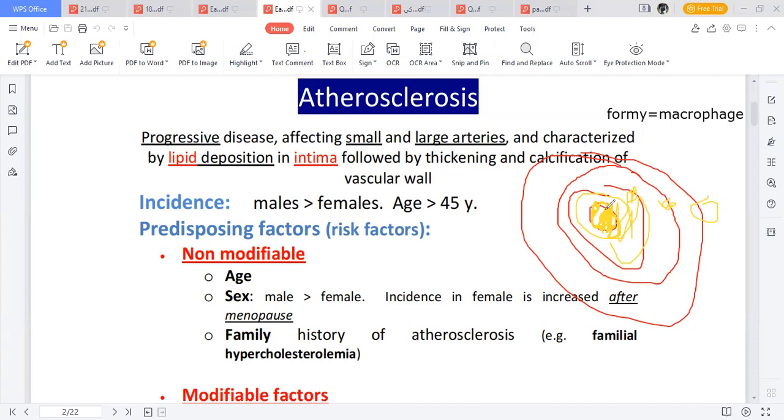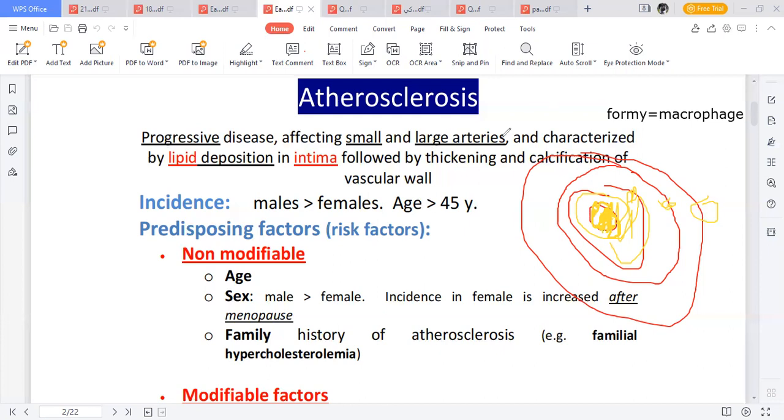And there are a lot of things that predispose people to having that atheromatous plaque. These are the risk factors that they are trying to tell you. The incidence is that it occurs mainly in men and women, and the age is mostly greater than 45 or 65 years. Mostly they use 65 years. So how do you know the risk factors that predispose to the formation of the plaque in the tunica intima? Those are the risk factors that have been highlighted.